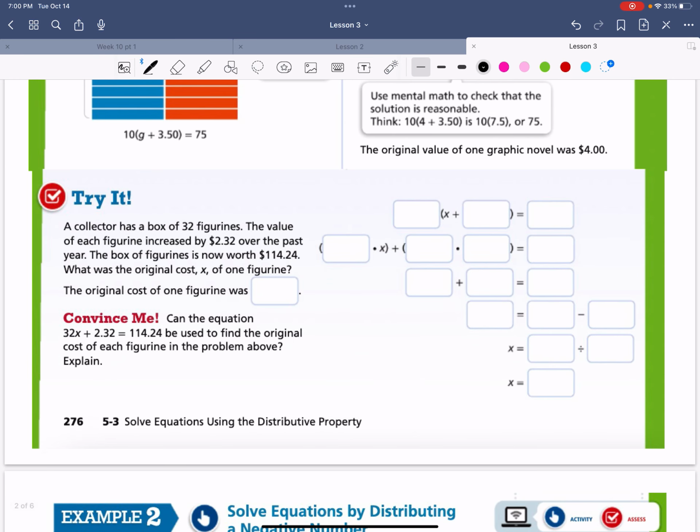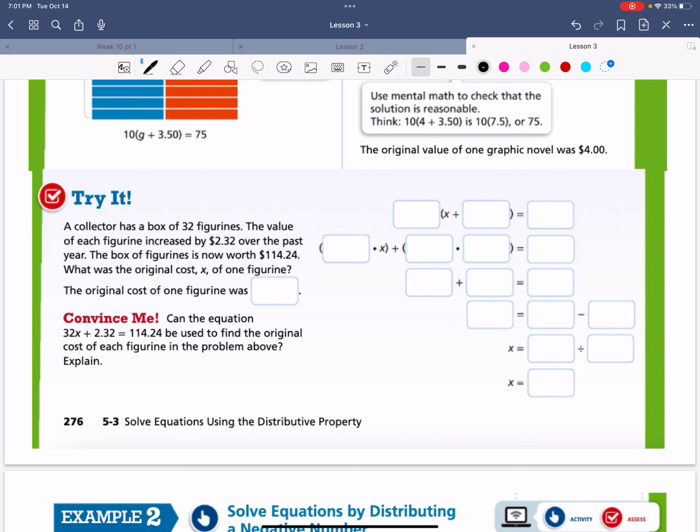Looking down at the first try it, it says a collector has a box of 32 figurines. The value of each figurine increased by $2.32 over the past year. A box of figurines is now worth $114.24. What is the original cost, X, of one figurine? So we know he has 32 figurines, and the value of each one has gone up by $2.32, and now the total worth of the box is $114.24.